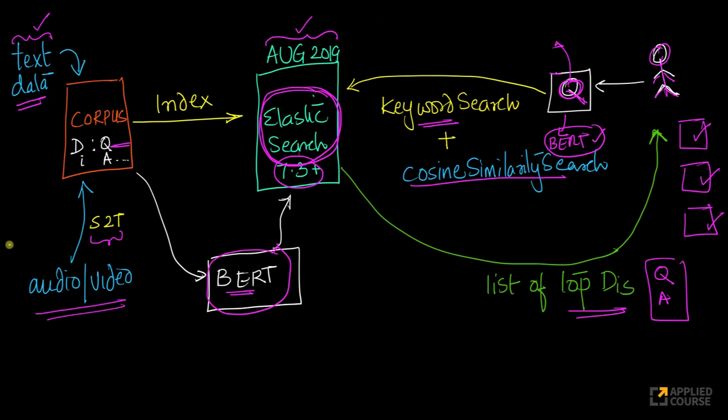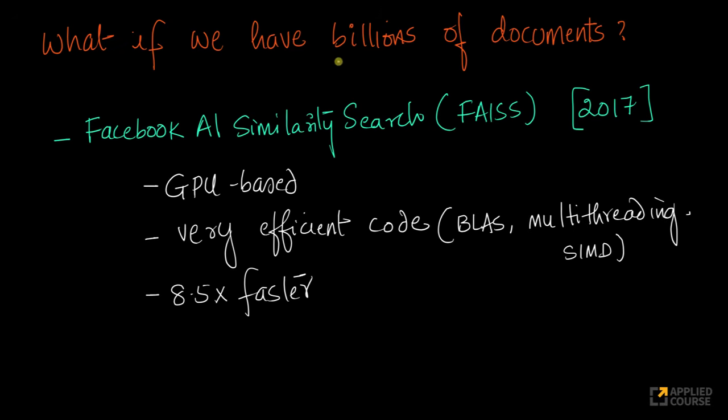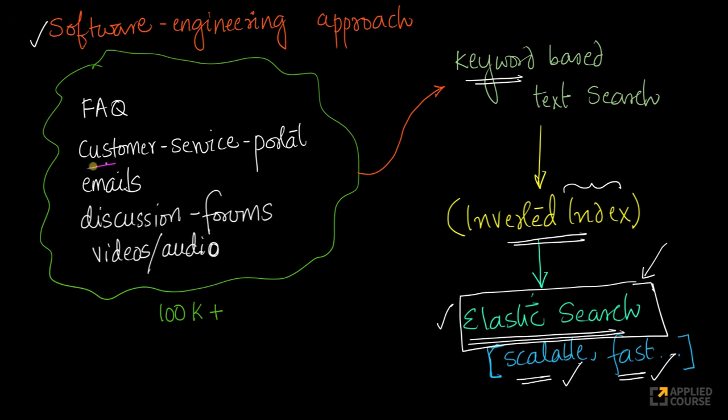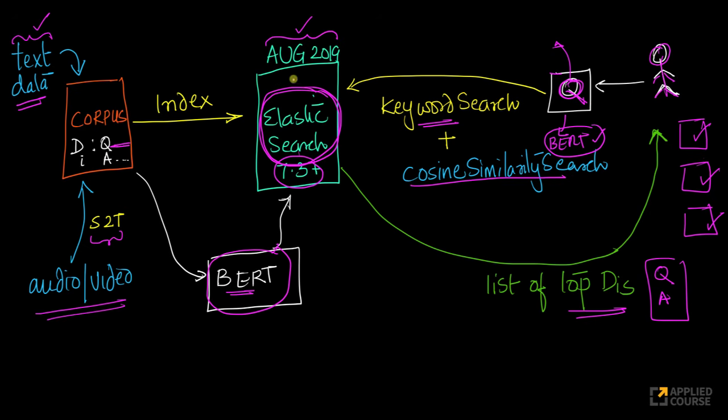Now here comes another very important design question. What if we have billions of documents? Billions of documents is typically internet scale. Companies like Google, Facebook and Twitter are the ones that have billions of documents. A typical customer service or email corpus may not have billions of documents, and Elasticsearch scales to even millions of documents reasonably well.